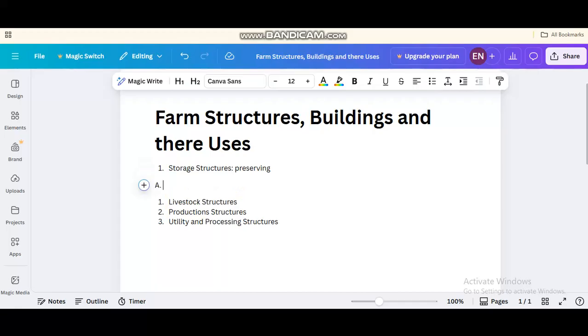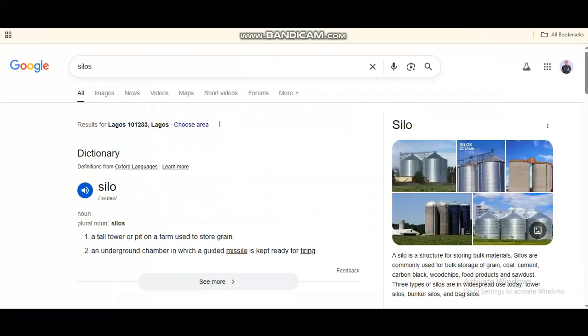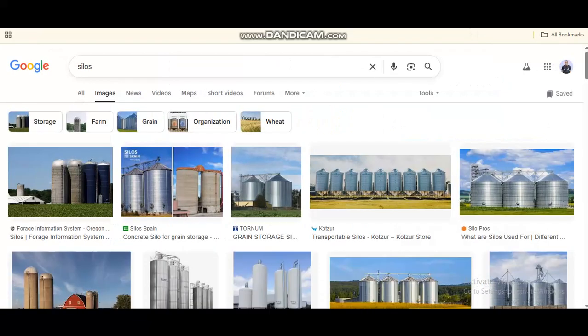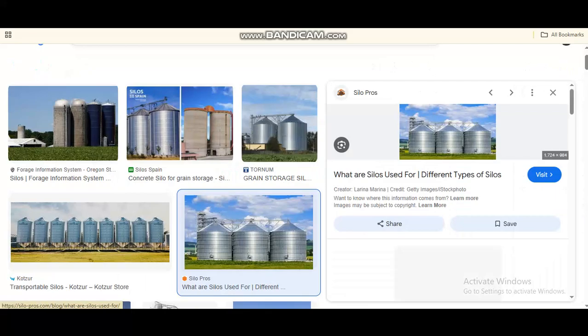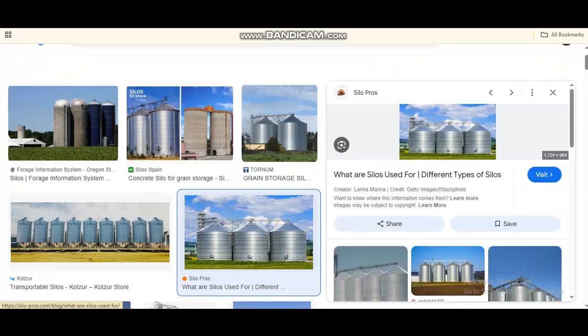The first storage structure is what we call silos. Now silos, this is an example of silos. They are tall cylindrical structures typically made of concrete or metal. In this case, you can see this one is made of metal. So what are they used for? They are used for large scale long-term storage of bulk materials.